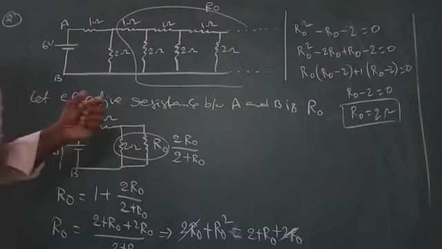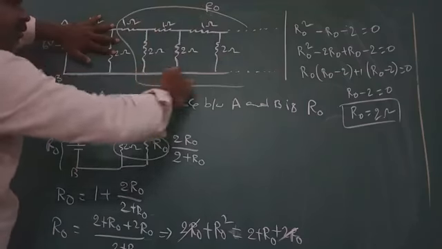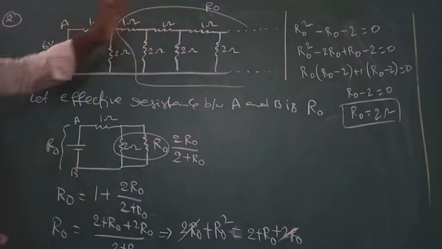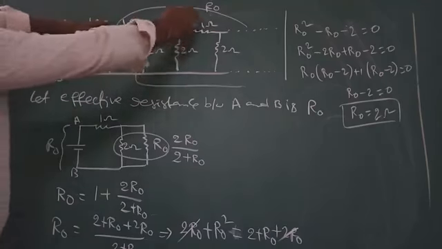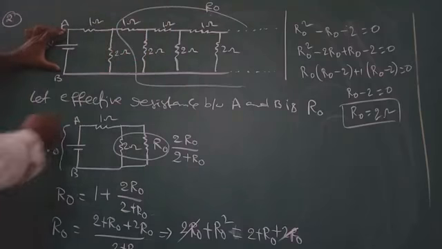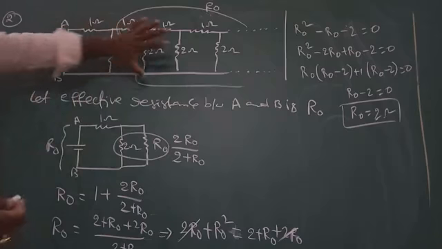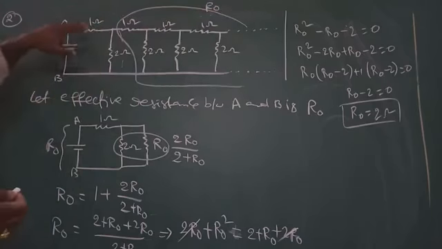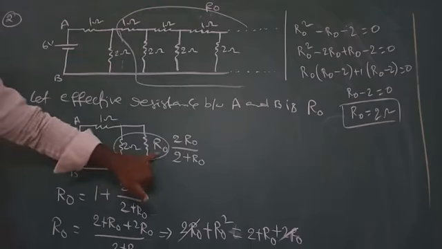Show that the effective resistance between A and B is 2 ohms. Once again, clearly: if we remove the 1 ohm and 2 ohm resistors, there is no change in the effective resistance of the remaining infinite ladder network. That effective resistance is also equal to the effective resistance between A and B. So the remaining part should also be equal to R0. Then that R0 is connected in parallel with the 2 ohm resistor.